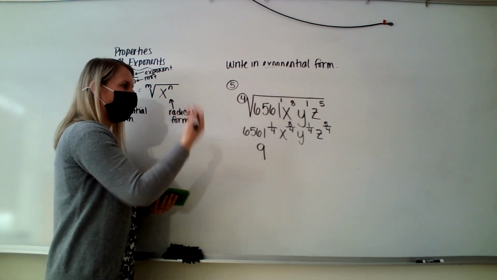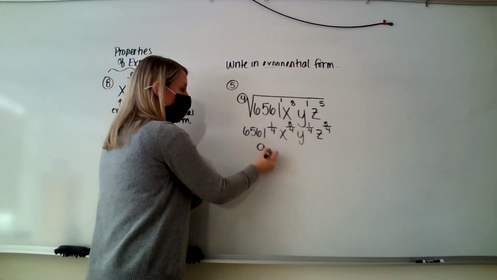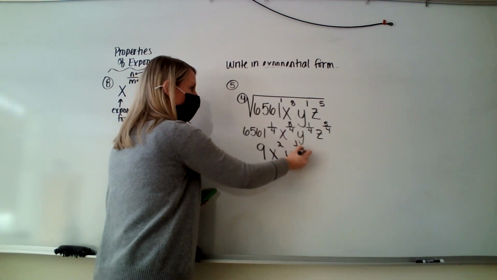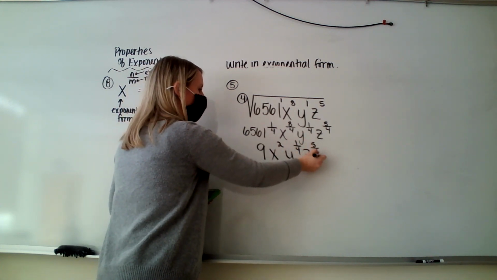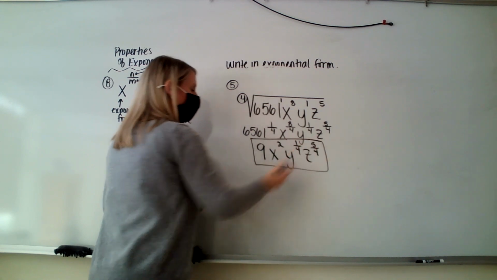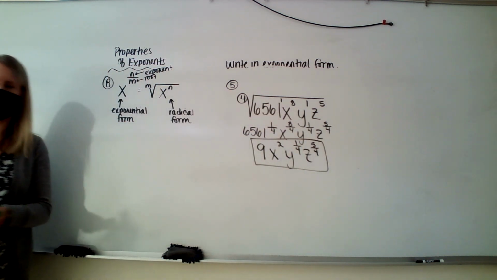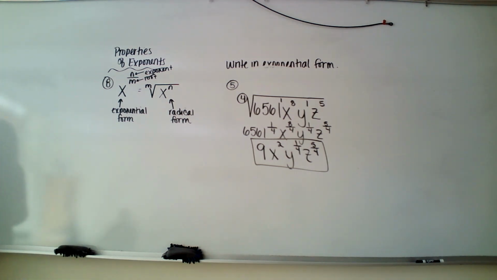And I just look, is there anything else I can simplify? Well, 8 over 4 is just x squared. And then all the other ones would just stay. And that, my friends, 9x squared y to the 1/4 z to the 5/4 would be your final answer. Well, can you please do a quick check of that?